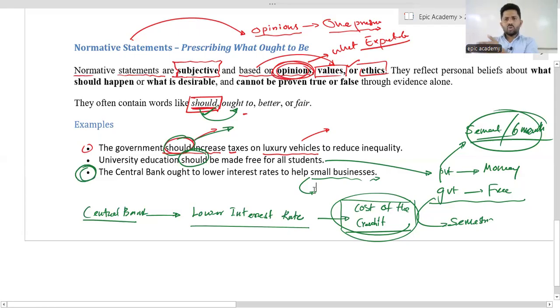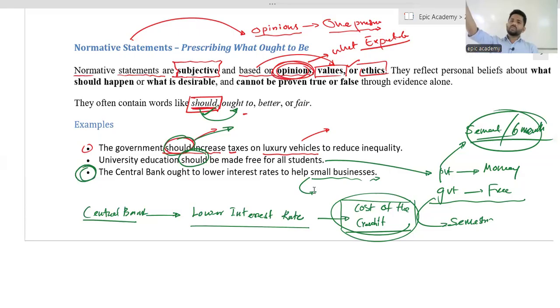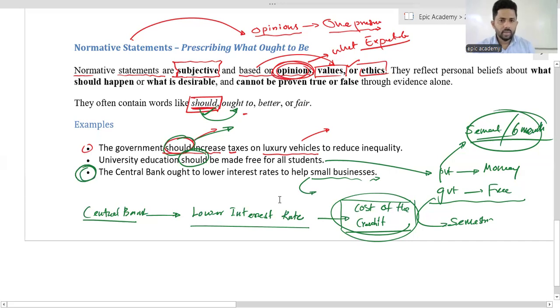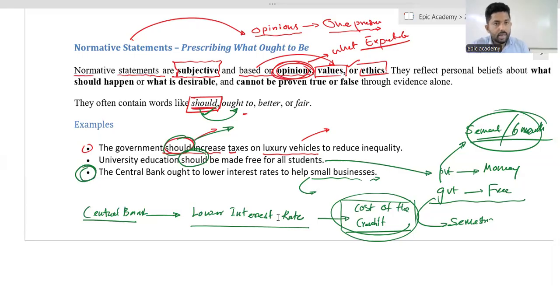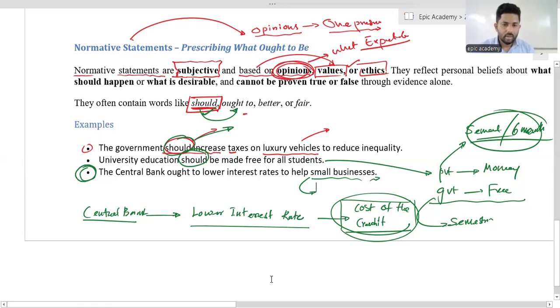It is what ought to be here. It's not a practical situation. What they expect from the economy is described in this statement. That is why we call it a normative statement. This is not a practical situation. Right. It is a normative statement. Yeah. So those are the things we identified related to the normative statement.